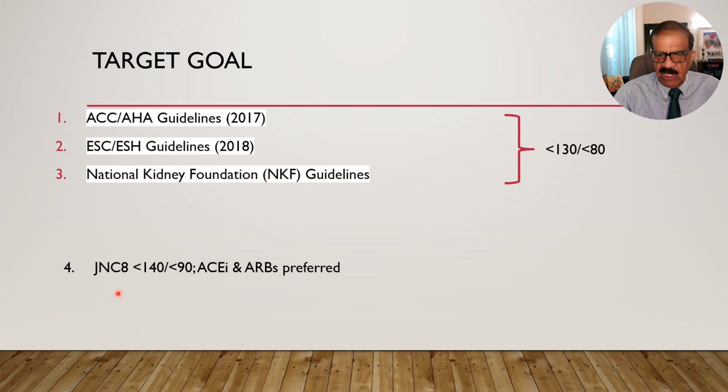But JNC, Joint National Committee on Hypertension, JNC 8 says that just like normal people, we have to keep blood pressure less than 140 by 90. But JNC 8 did recommend that the preferred treatment in these patients should be ACE inhibitors or ARBs. So these are our goals. We will monitor these patients, and of course, with time we have to adjust the dosage to keep the blood pressure below 130 systolic and below 80 diastolic.